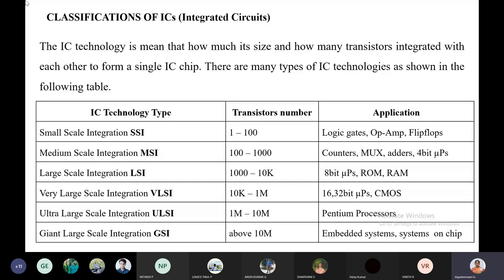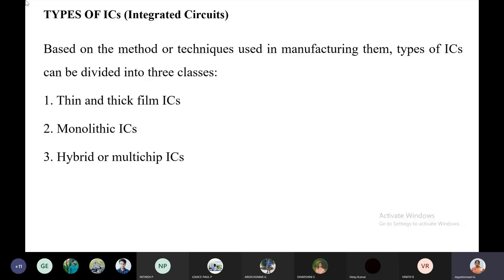It is really wondering. This is the classification of ICs. Is it clear? I'm just moving to the next slide. Yes, this is the classification of ICs, but please let me know if the time is over. Okay. Next, the types of ICs.